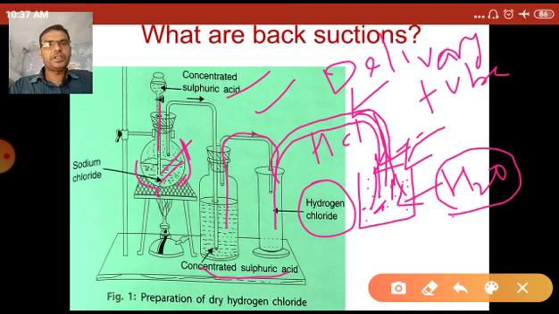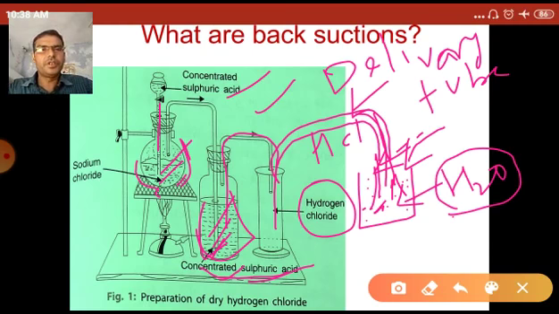And back suction creates a lot of problems. Through the back suction, the water enters into the concentrated sulfuric acid in this bottle, which contains the concentrated sulfuric acid. Then when water reacts with the sulfuric acid, they generate a lot of heat, and due to the generation of the heat, there is a chance of explosion in this flask.